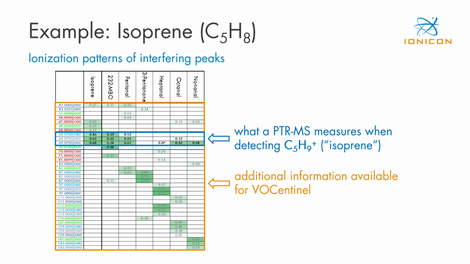As shown earlier, the VOCentinel gathers a wealth of chemical information. Trained for potential interferences, this additional information allows to distinguish isoprene from such interferences, and the VOCentinel quantifies in real time isoprene and the interfering compounds. Beyond that, the sophisticated pattern matching algorithm is also robust against unknown interferences.